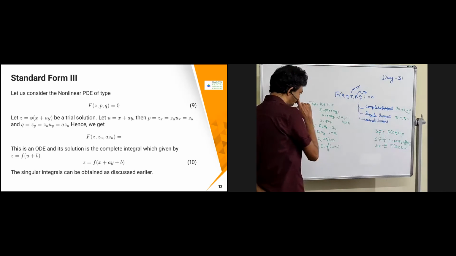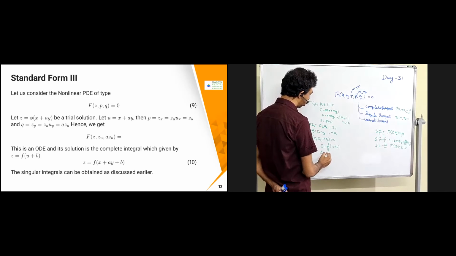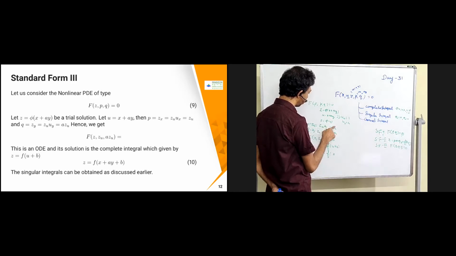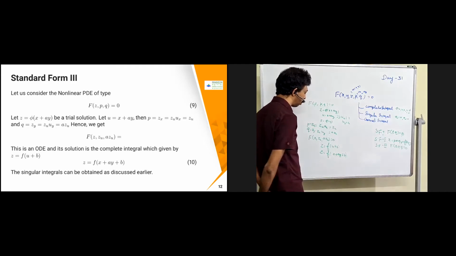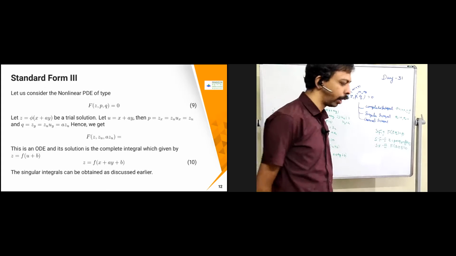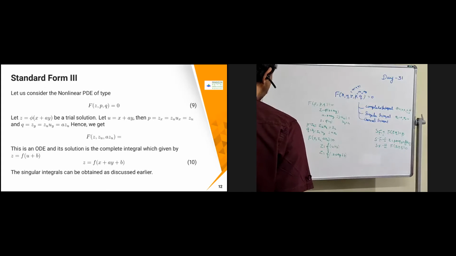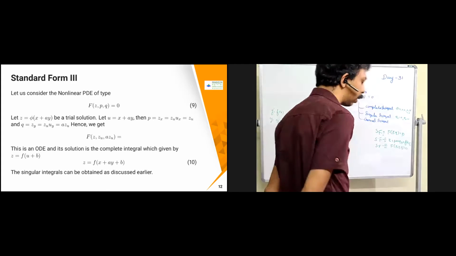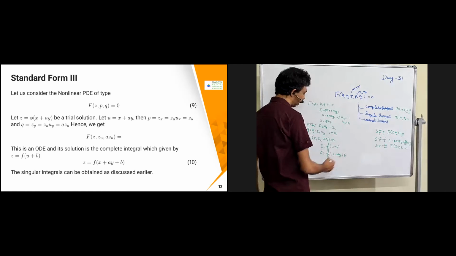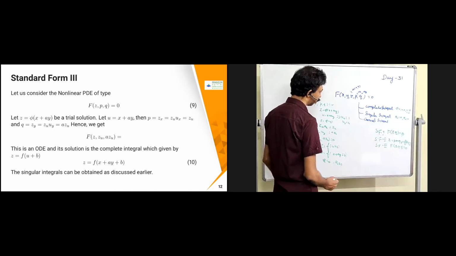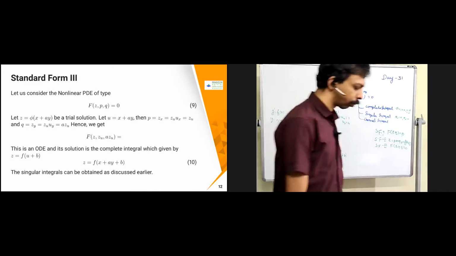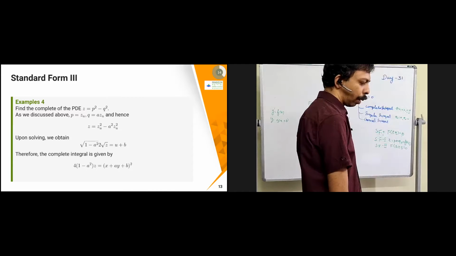So therefore z equals some f of, not ax, u is x plus ay, so f of x plus ay plus b. So this is going to be your complete integral: x plus ay plus b. Now for the singular integral, as we discussed earlier, we need to do the same thing. Once you find this, you have to find partial of a equal to 0 and partial of b equal to 0, and then find the singular integral.